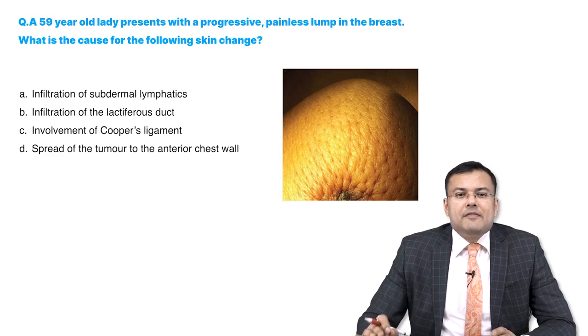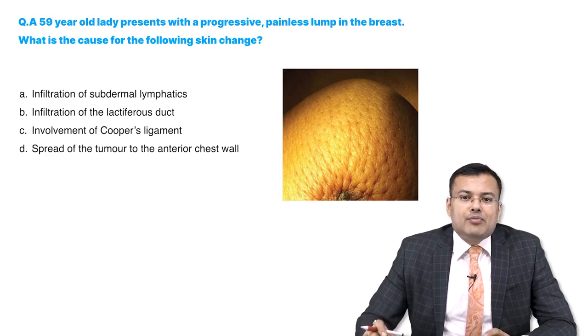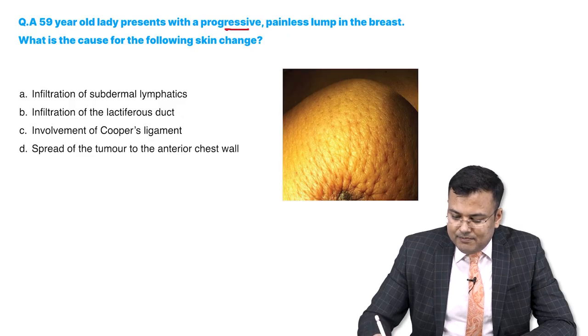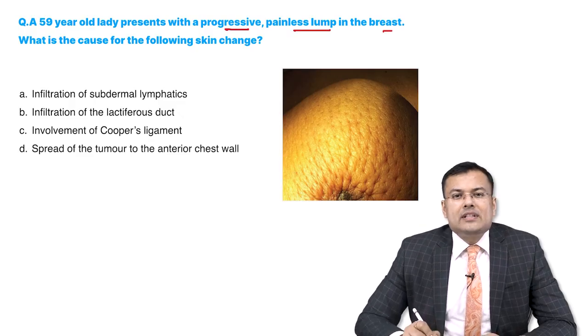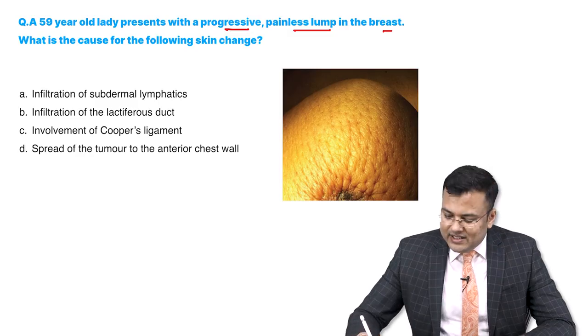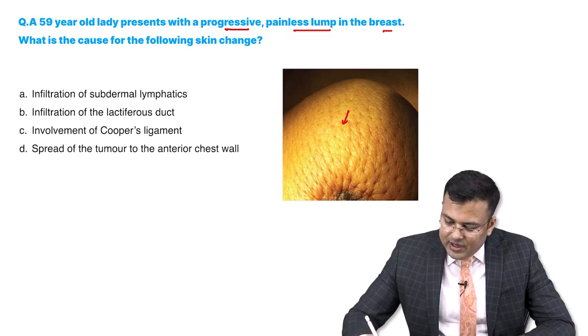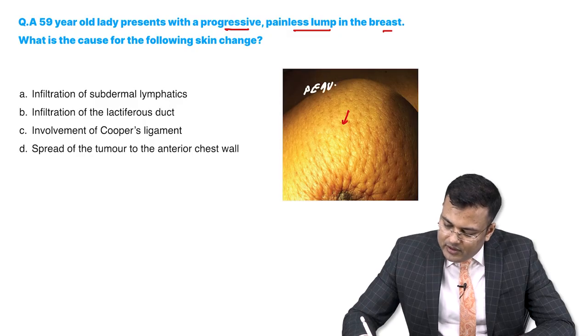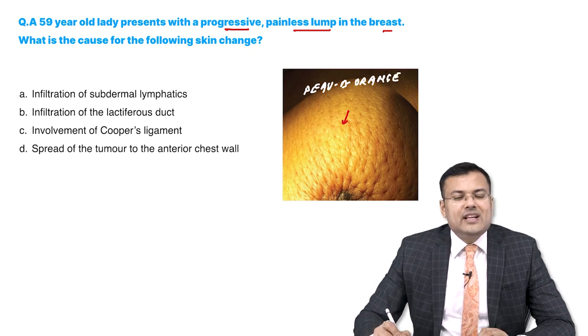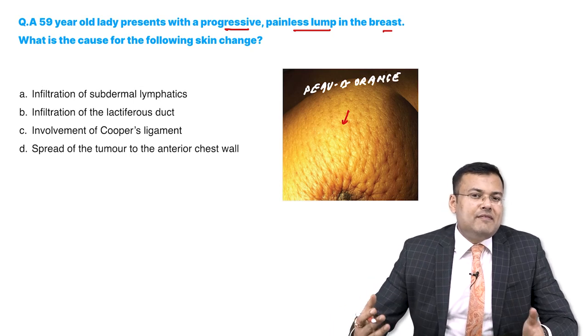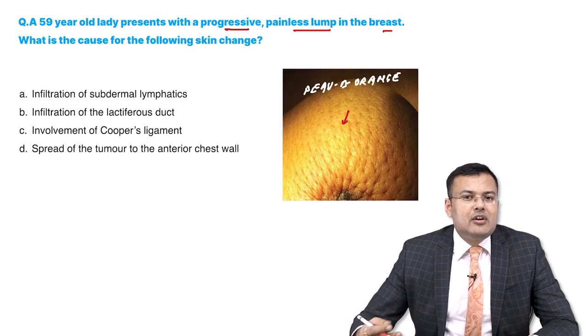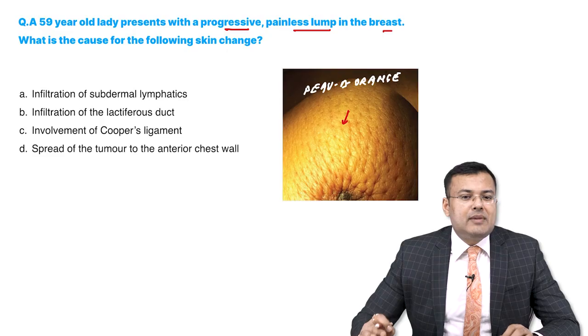See this question. 50 years old lady presents with progressive painless lump in the breast. What is the cause of following skin changes? Can you see what's the change? This is peau d'orange. You can notice. And you know that whenever there is peau d'orange, what is the stage? T4B. It is because of lymphatic permeation or obstruction by tumor cells.